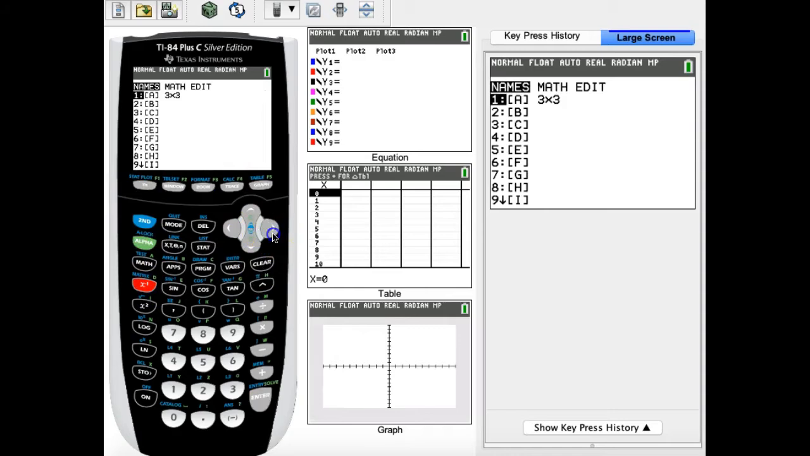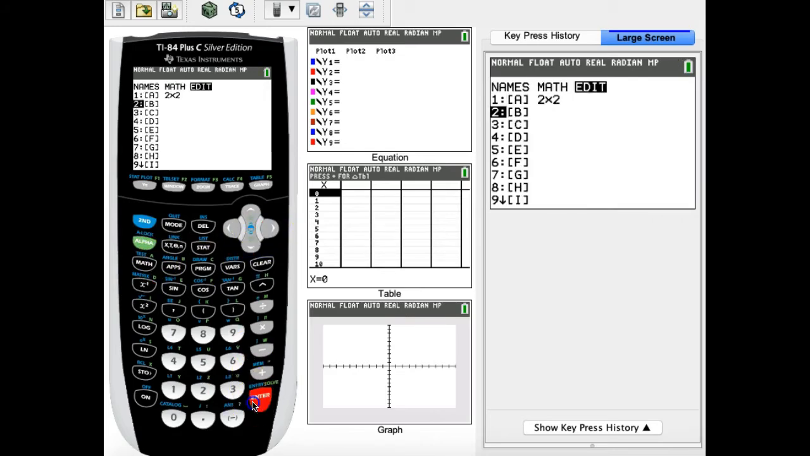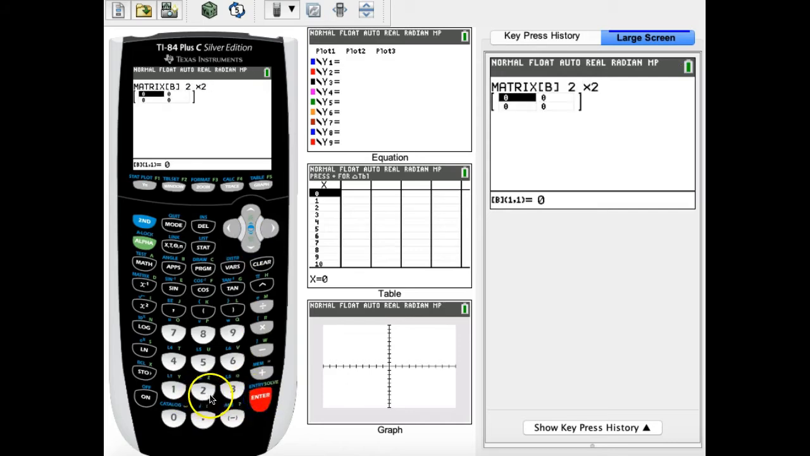So I'm going to go into the matrix menu, and I'm going to put in both of those 2 by 2 matrices. So we have 12, 7, 5, 3, and we have again another 2 by 2, and we have 2, -1, 3, 2. So this is my B matrix just like it is in the problem.